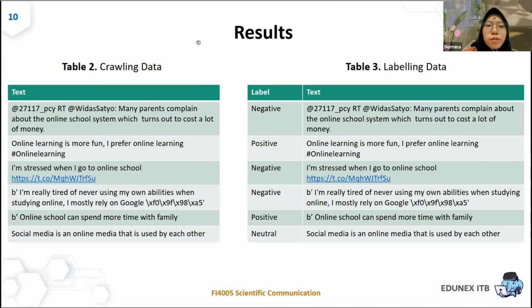Okay, we're gonna move on into the result. Table 2 shows the crawling data result, where tweets are still diverse, indicated by mentions, hashtags, URL links, capital letters, punctuation, and many more. And in table 3, after we have the data, we must label the data. The labeling has 3 categories: negative, positive, and neutral, like shown in table 3.